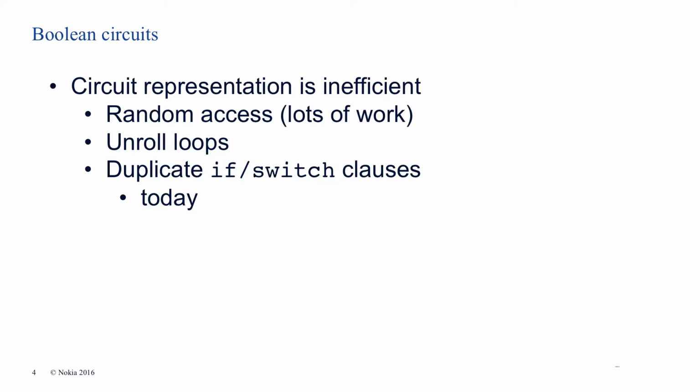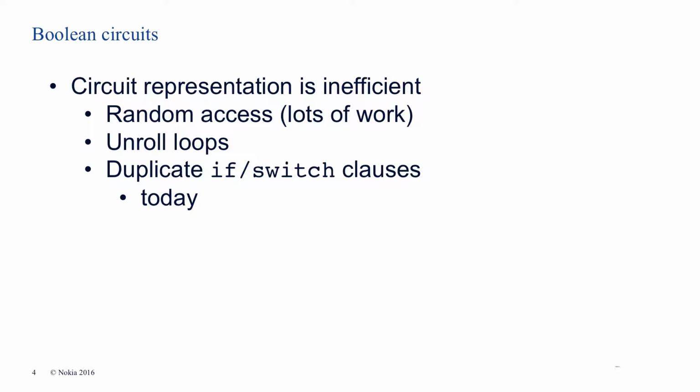So random access is one thing. If you have an array and you want to access a random element in the array, you have to read the entire array, right? So people work a lot on this, and I think ORAM, this whole direction, is really important. It's really fundamentally changing asymptotics of secure computation. And then you have loops. I don't know what you can do about that.